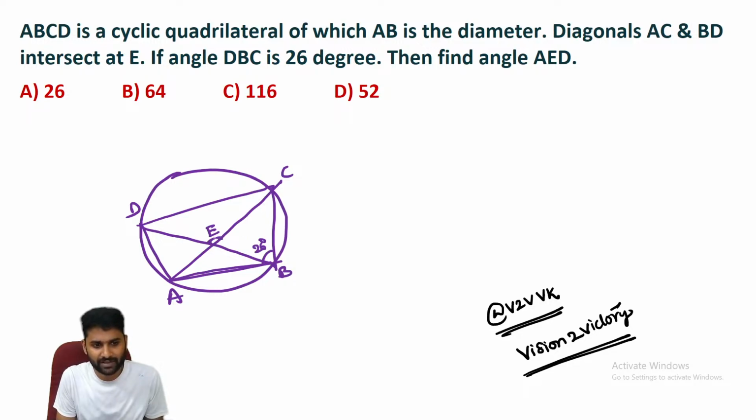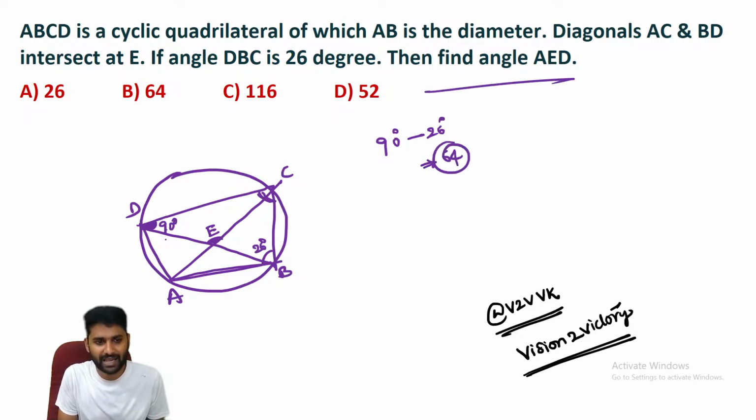We have to identify what this angle is. You already know that if a point on the circle is joined to the ends of a diameter, it makes an angle of exactly 90 degrees. What about this other angle? If you observe, it is 90 degrees minus 26 degrees, so the difference is 64.